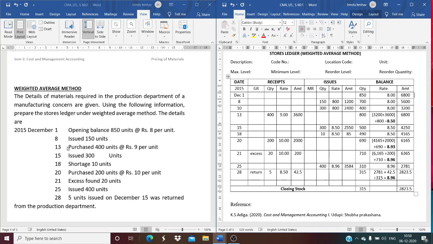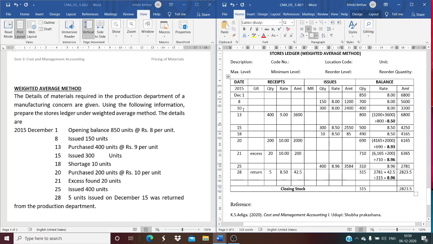On 8th, 150 units are issued. From this, 150 units at the rate of 8 rupees per unit, that is 1,200. The remaining balance is 850 units minus 150, that is 700 units at rupees 8, 5,600.